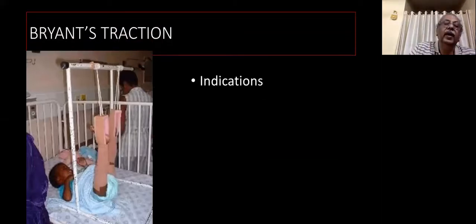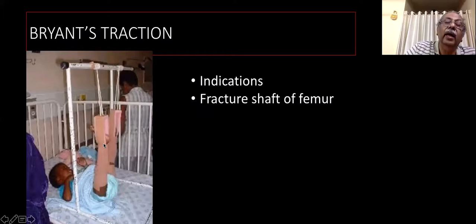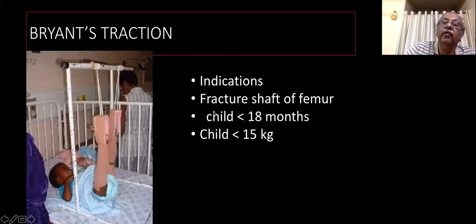Then in pediatric wards, you will get this type of traction. This is called Bryan's traction, or a halo or a gallows traction. So indications, fracture shaft of femur is the common indication, but there are several people who use it for reduction of DDH, especially in Japan and other countries. They use traction for reducing the DDH.